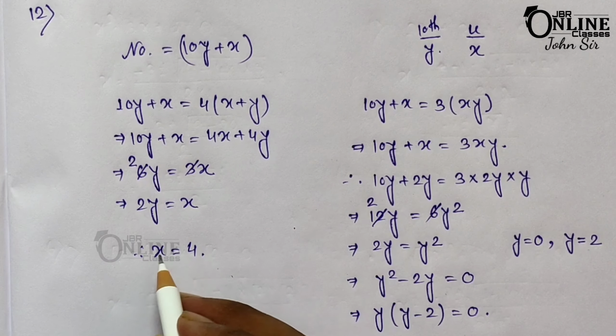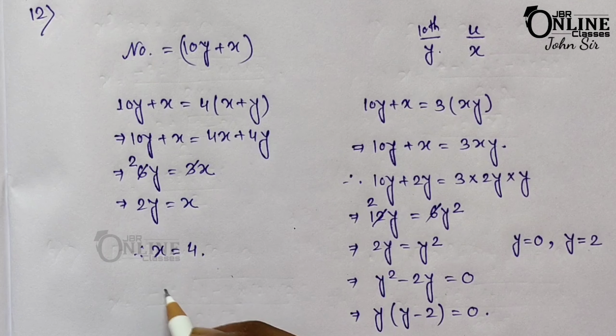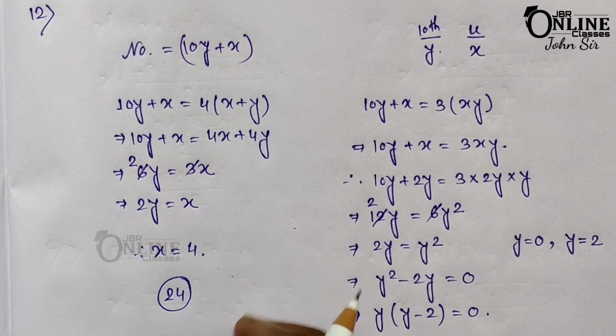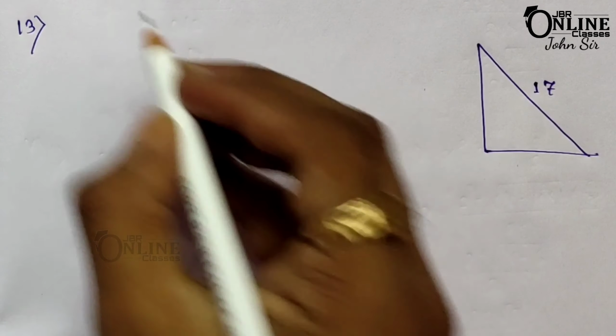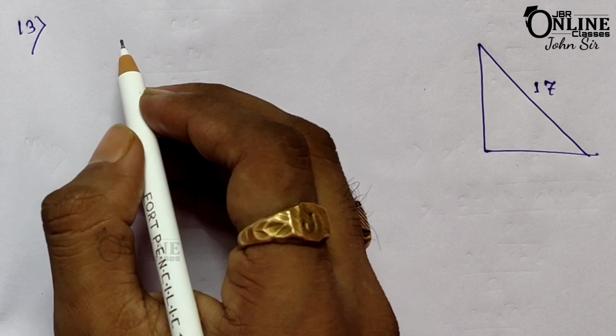So as y equal to 2, x equal to 4, then the given number will be 24. So 24 is your answer. So here, sum number 13.